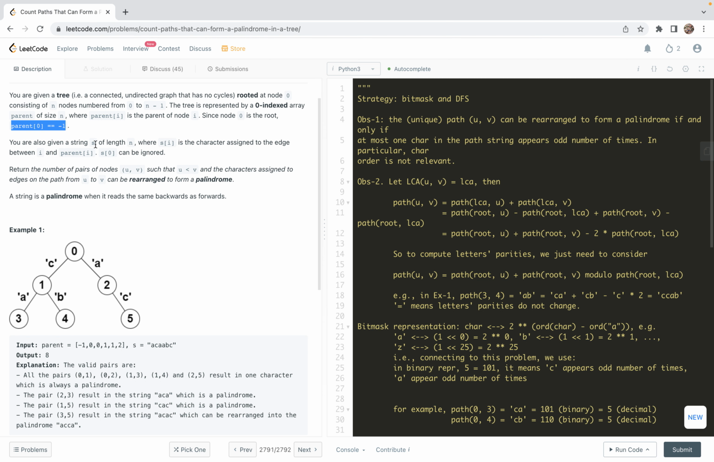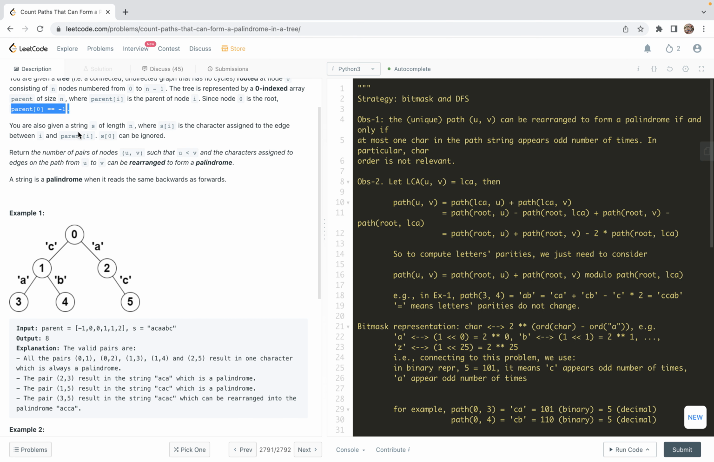We are also given a string s of length n, where s[i] is the character assigned to the edge between i and parent[i]. So in other words, there is an edge between i and parent[i], and this edge is marked by the character s[i], right? So s[0] can be ignored. This is similar to the parent list, right?